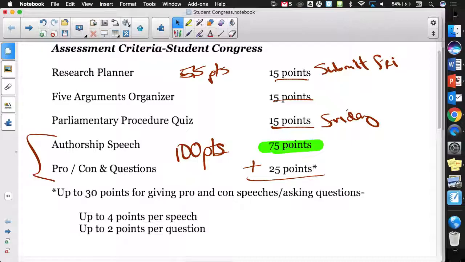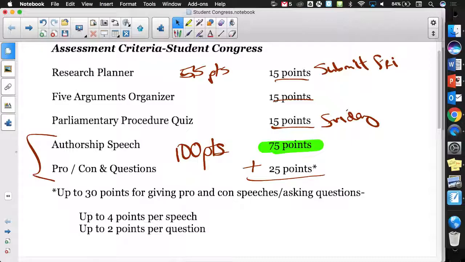Again, if you give a so-so con speech and get 2 points, that's not a 2 out of 4, 50% in PowerSchool. That just means that you are at 2 points towards the 25, ultimately, that you are trying to accrue. So you're building up a bank of points through pro, con, and questions that you're asking.